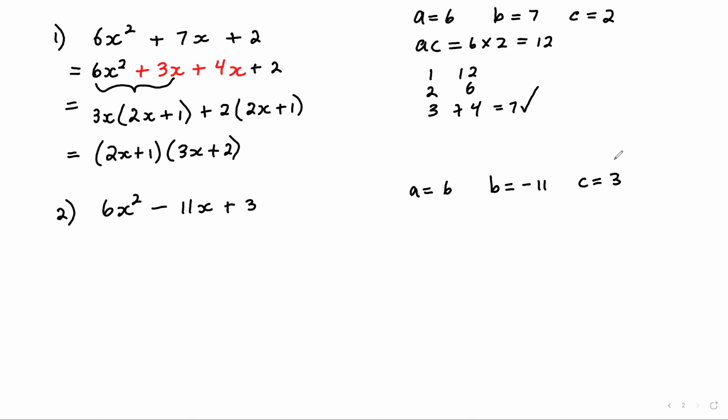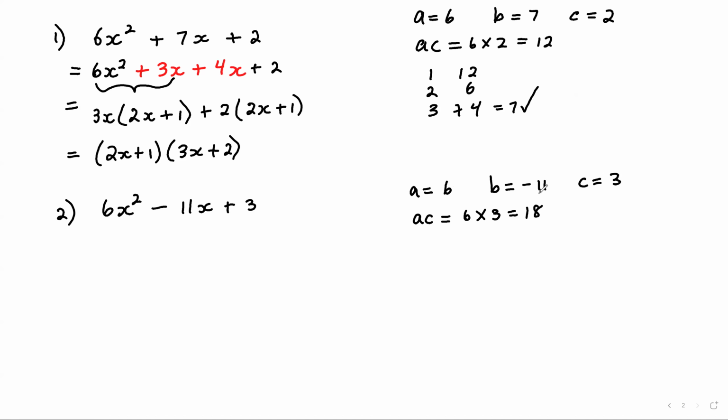Notice that B is negative 11. It's not just 11, right? You have to take the sign in front of 11, which is a minus. So it's going to be minus 11. So we find AC. AC is 6 times 3, which is 18.